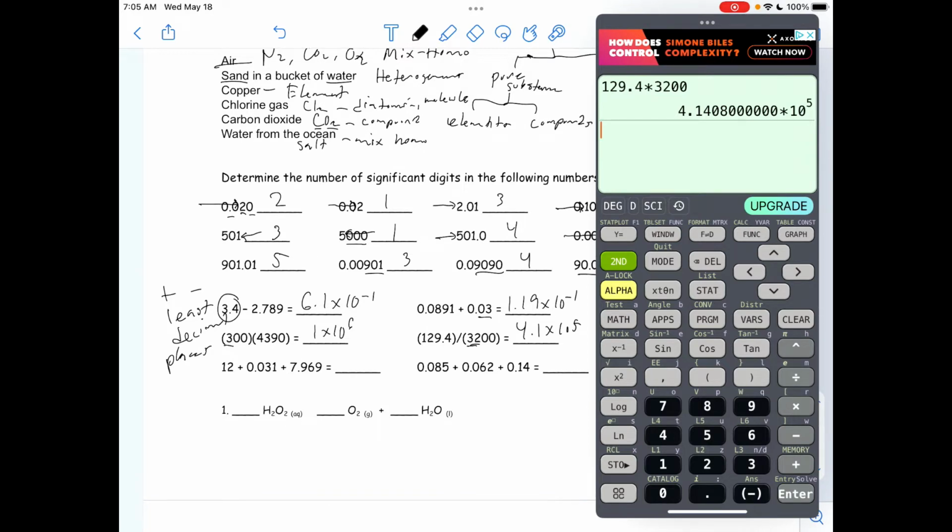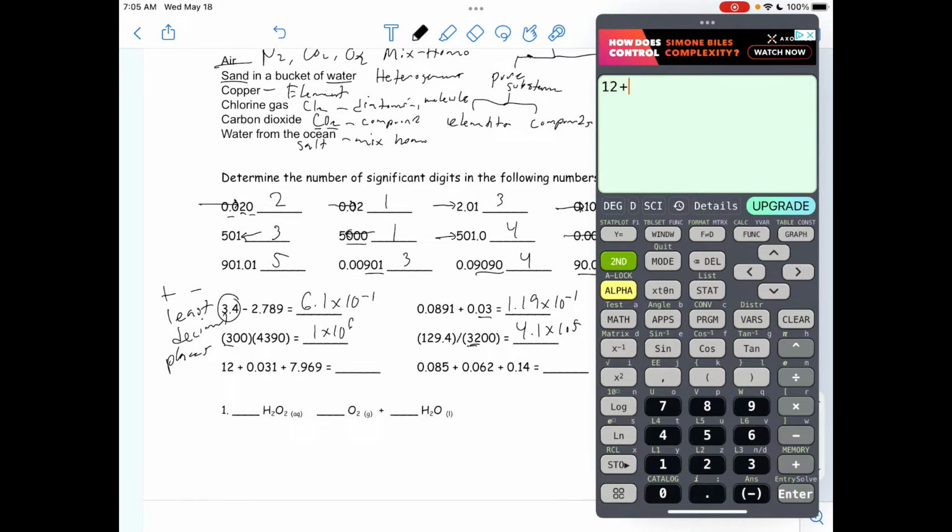Now I don't have an example here, I should have put one, but if you have multiple operations, like multiplication and addition, we have to round at each step following the order of operations. So you would have to multiply first, round to the correct sig figs, and then add or subtract, and then round to the correct sig figs, rounding at each step.